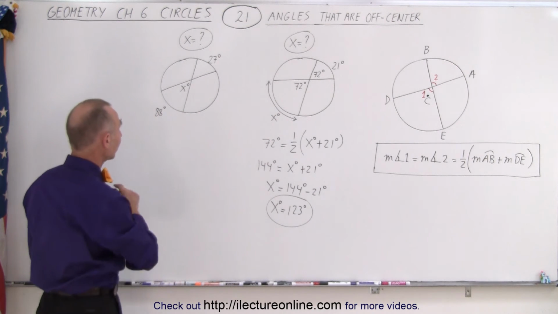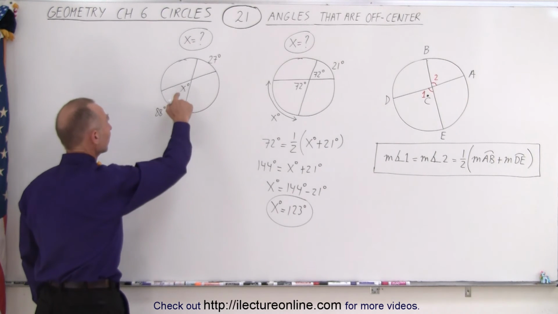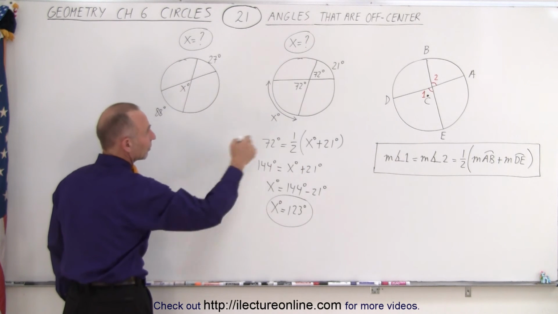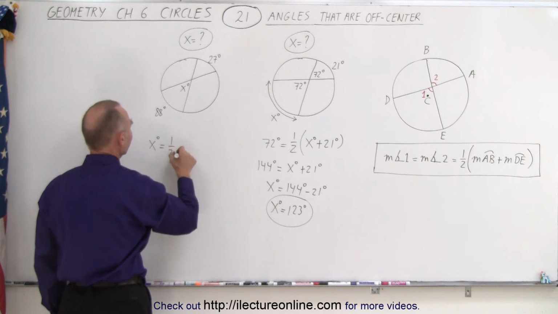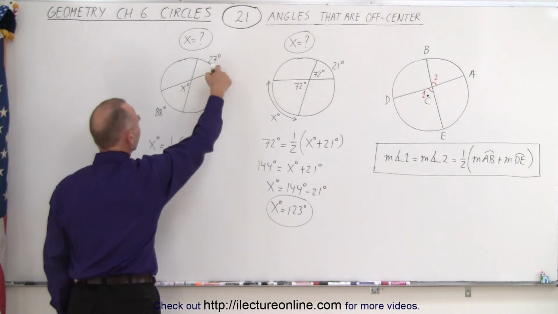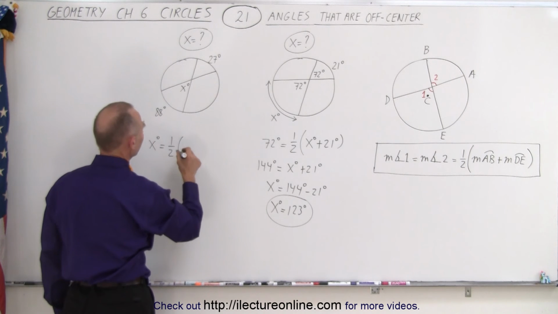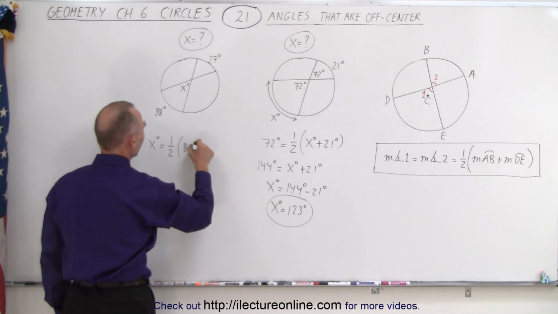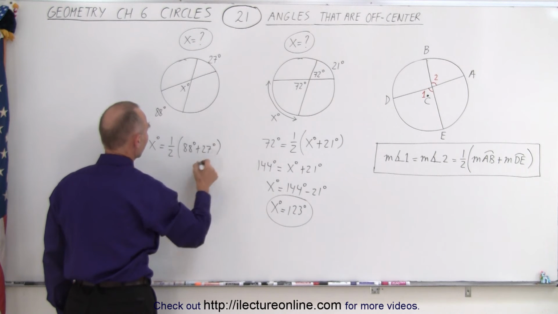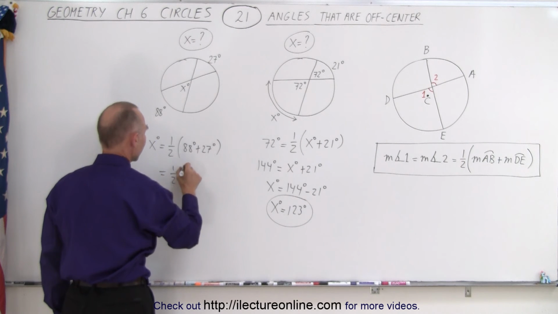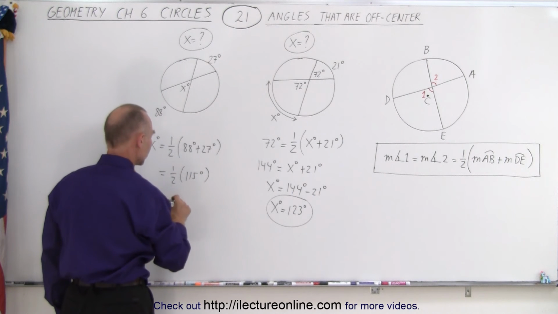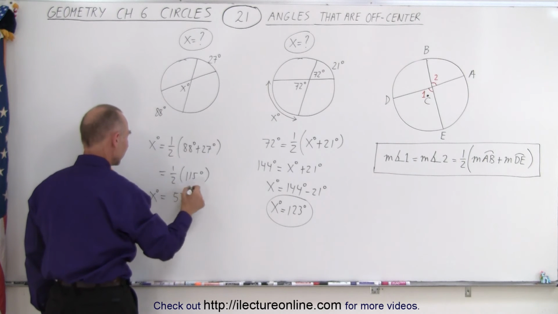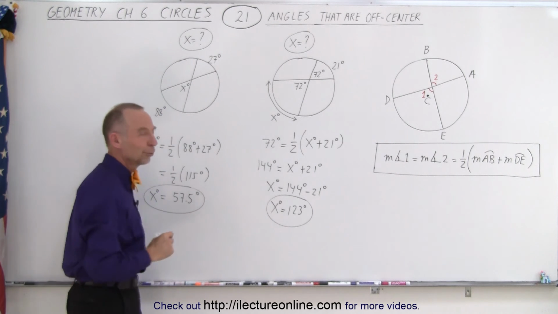Another example of that is this one right here, but now we're trying to find this angle right here. Again, using the formula, we could say that x degrees must equal 1/2 times the sum of the two arcs that are intersected. That would be equal to 88 degrees plus 27 degrees. So this is equal to 1/2 times 115 degrees, which is equal to 57.5 degrees. And that is how easy it is once you know the formula.